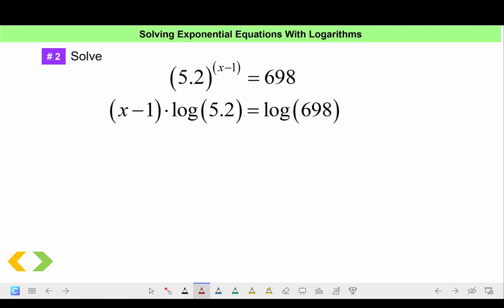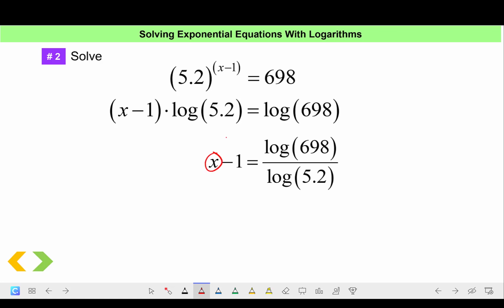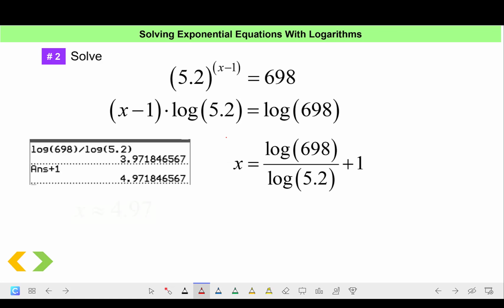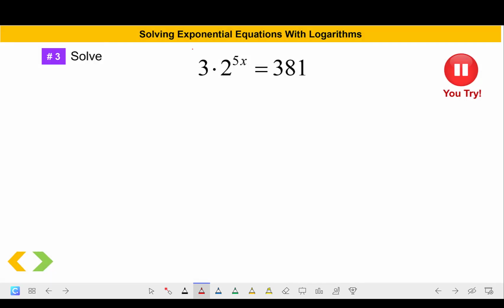So I'm going to divide both sides by log 5.2. And remember, I want to know what x is, not x minus 1, so I just add 1 to both sides and pop that in my calculator. And we get an answer here. Remember, we're going to use that power property, but first we have to get this isolated here before we go through and isolate that x. Pause and give this one a try.